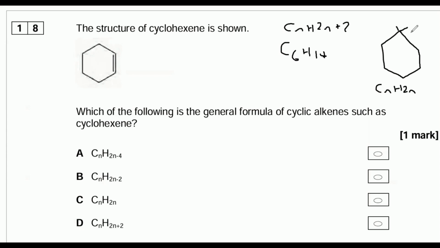That's because when you connect the ends of the molecule to make it cyclic, you lose 2 hydrogens. Not only have they connected the ends of the molecule here, but they've also added a double bond, so we're losing another 2. So it's CnH2n minus 2. There's going to be a big, long explanation for no reason. You can just memorize that, really.